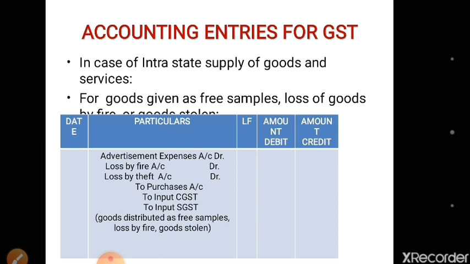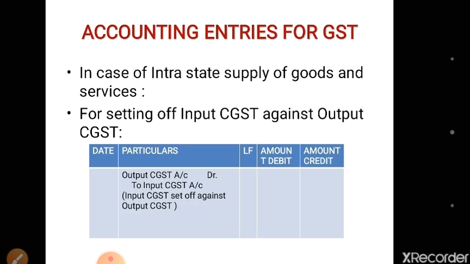Next, sometimes there are advertisement expenses, loss due to fire, loss by theft. These are losses and these will be debited. Due to advertisement expenses, when goods are being distributed as samples, the purchases will reduce. Due to loss by fire and by theft, purchases will reduce. So two purchases and two CGST and two SGST inputs.